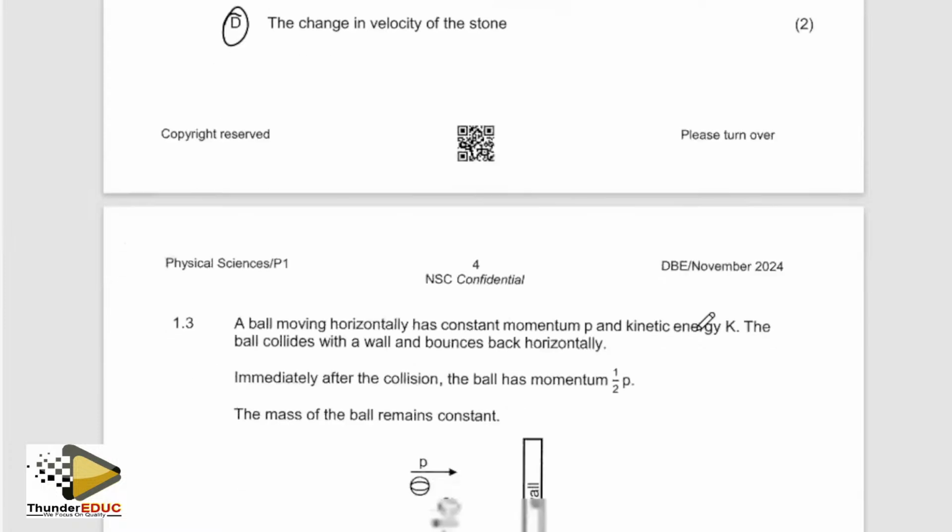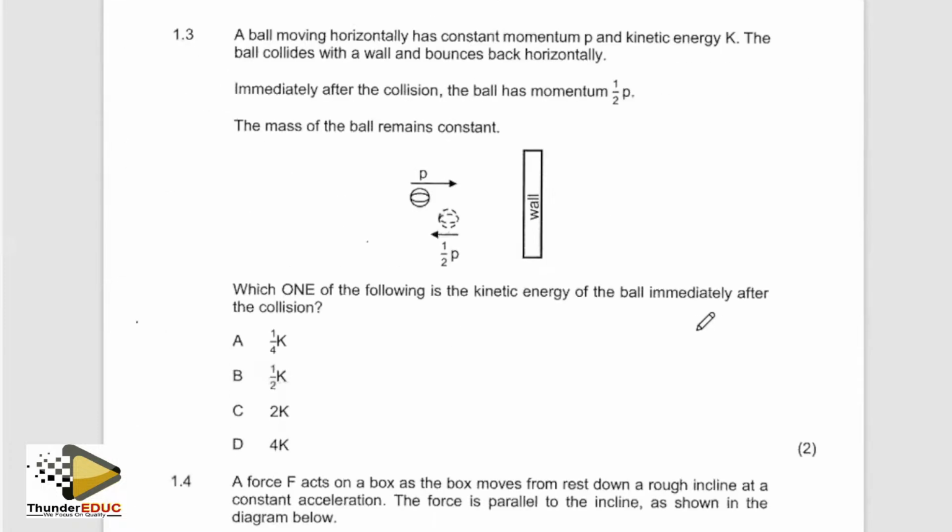All right, then 1.3. A ball that is moving horizontally has a constant momentum, and its kinetic energy is K. The ball collides with a wall and bounces back horizontally. Immediately after the collision, the ball has half of the momentum, and the mass of the ball remains constant. Which of the following will represent the kinetic energy of the ball immediately after?